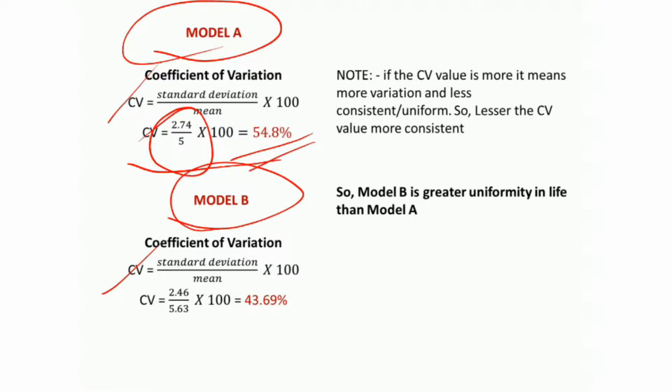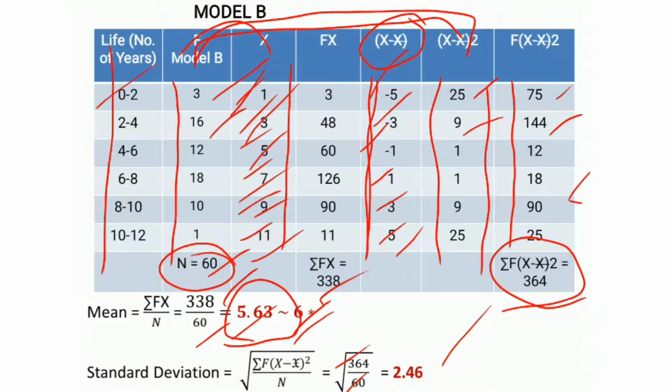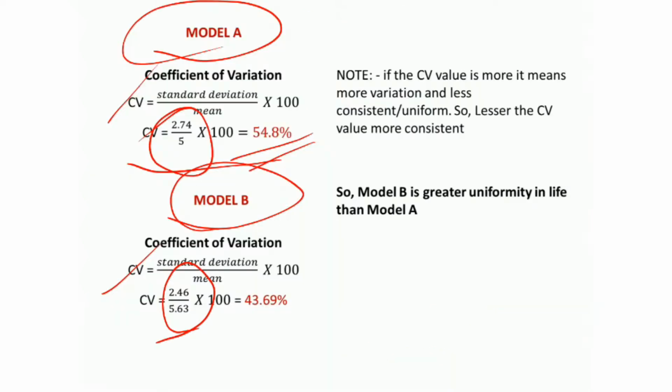Similarly, whatever value you got for model B: 2.46 divided by 5.63. 2.46 is the standard deviation of B and 5.63 is the mean of B. So that has been applied here, and it gives 43.69 percentage. So after getting this variation, now comes the comparison.